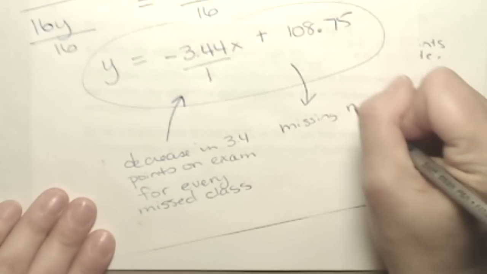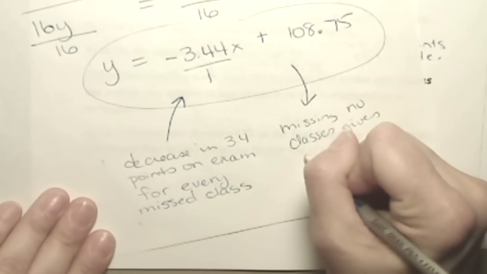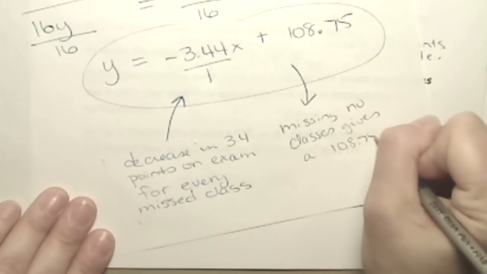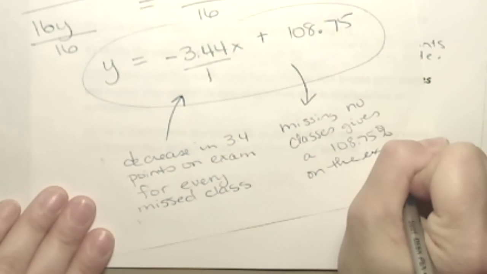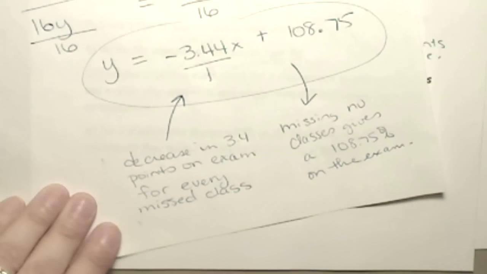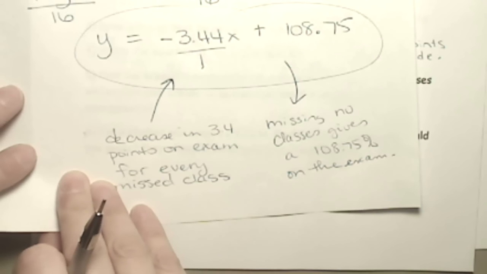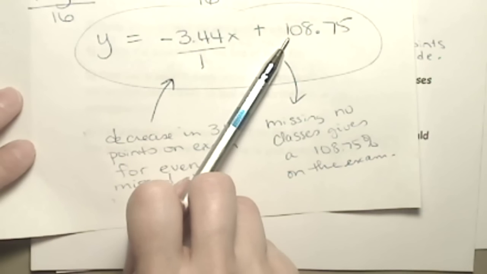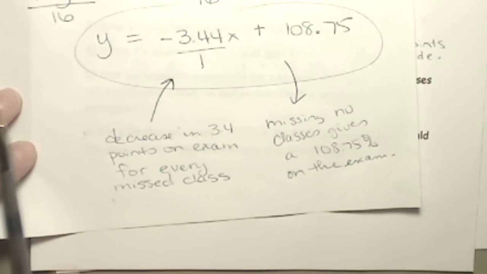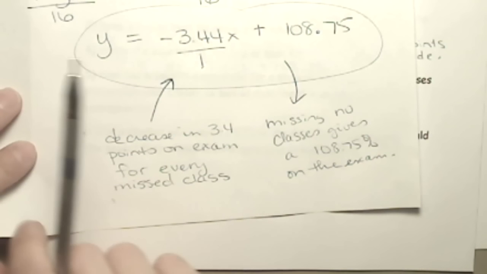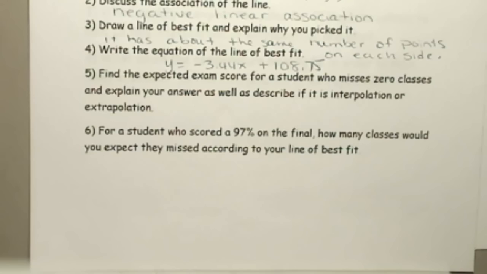Missing no classes gives a 108.75% on the exam, which we all know is probably not a realistic way to use the model. Not only is it probably impossible to get more than 100% on the exam, we know that you could sit in every class, and if you do no work and don't pay attention, there's no way you're going to get 100% on the exam, let alone 109%.